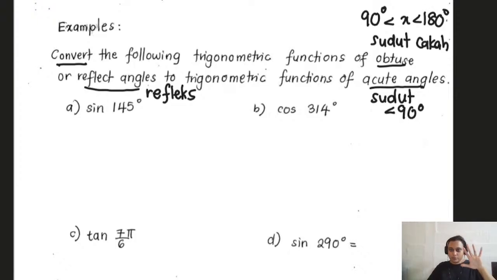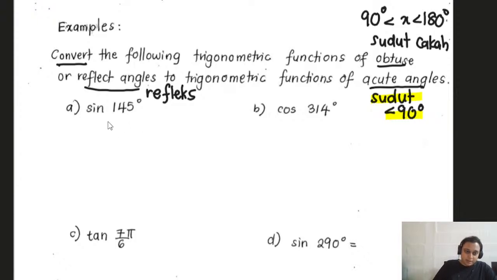So now what we're going to do, see carefully. We're going to change the angles (sudut) to smaller than 90. That is now what we're going to do. See the first one, A. A is sin 145, isn't it?